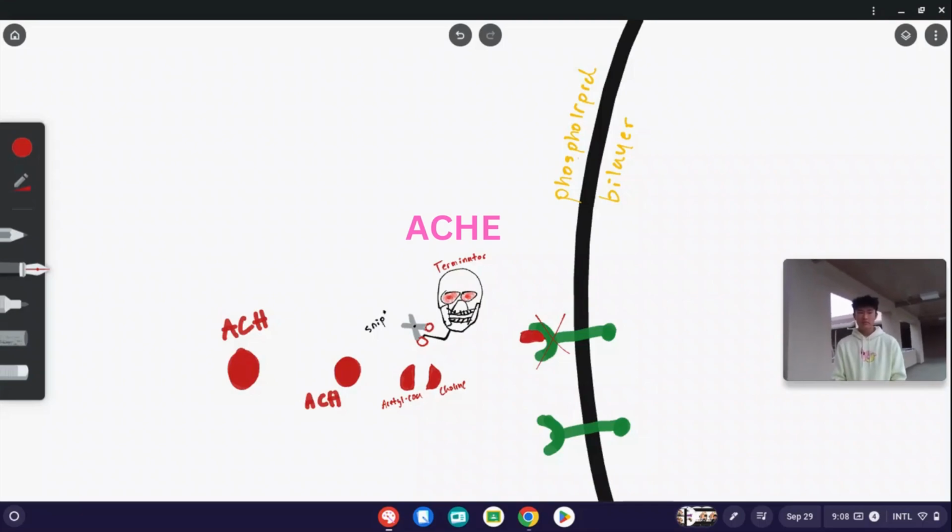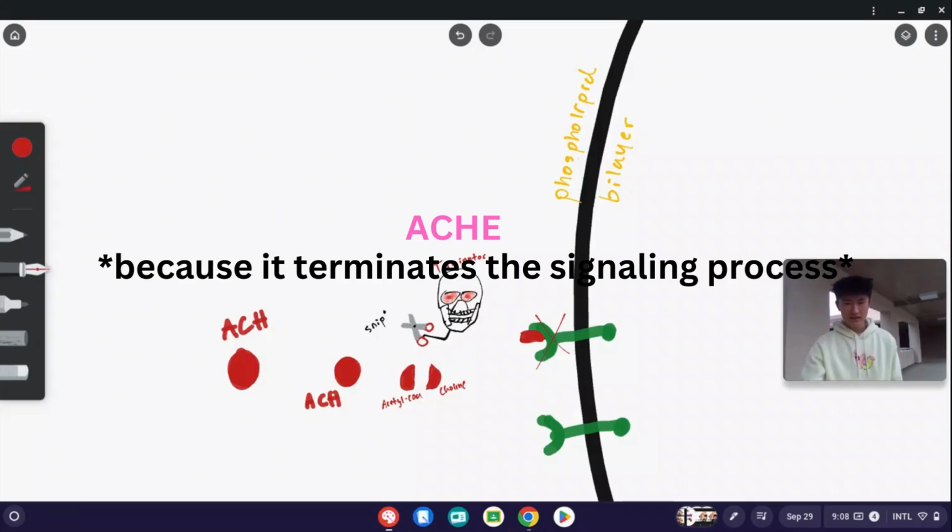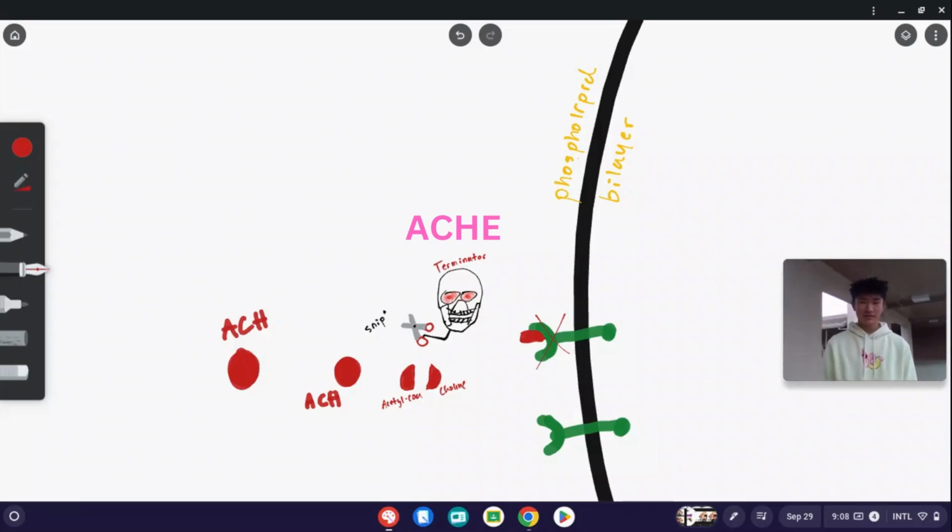In the diagram, we have represented ACHE as the terminator with a pair of scissors, and it's basically cutting up the acetylcholine into acetyl-CoA and choline. And because it's split up, the receptor on the surface of the muscle cell has nothing to bind with, thus terminating the signaling process.